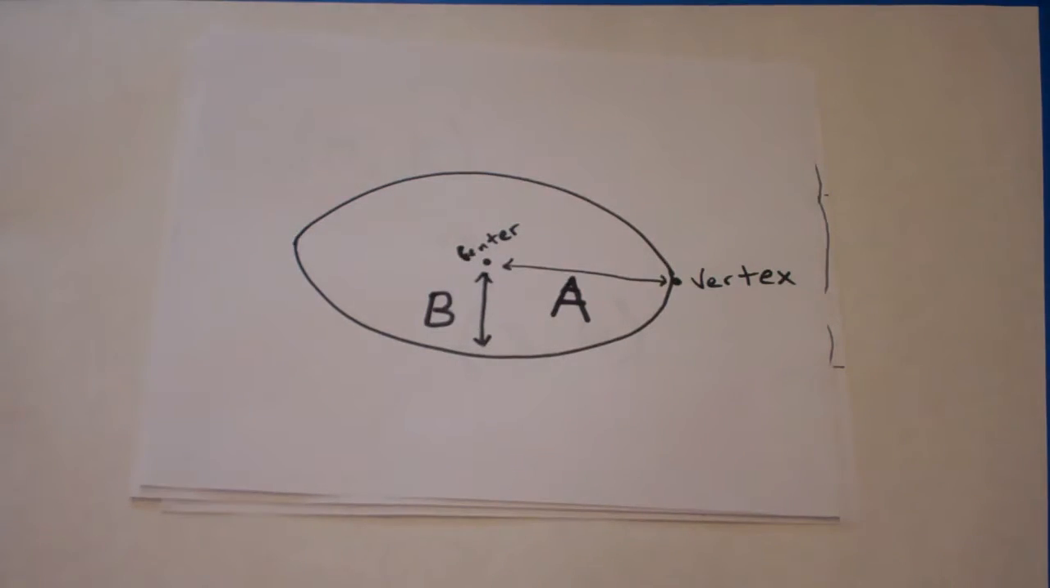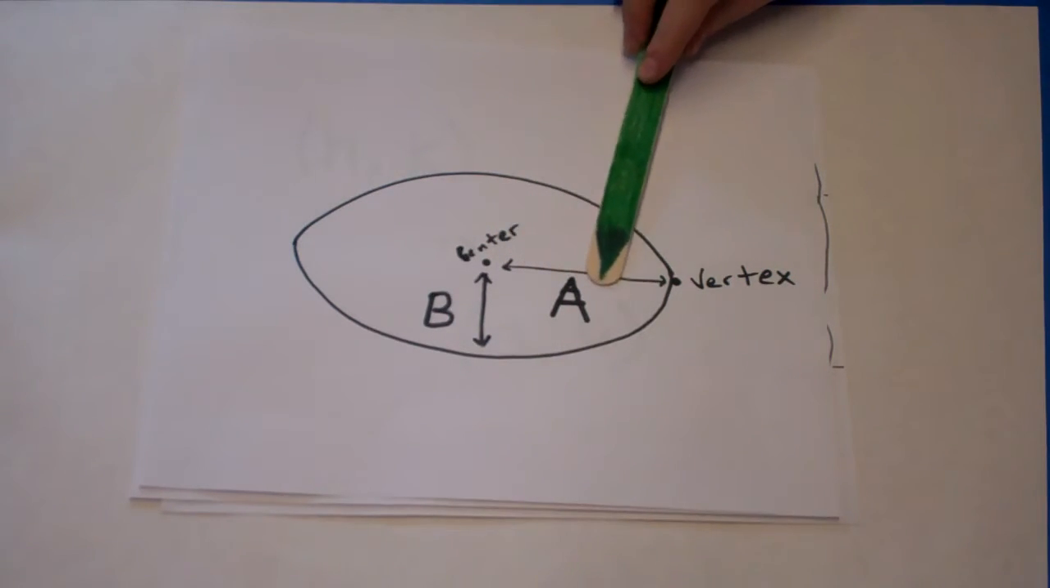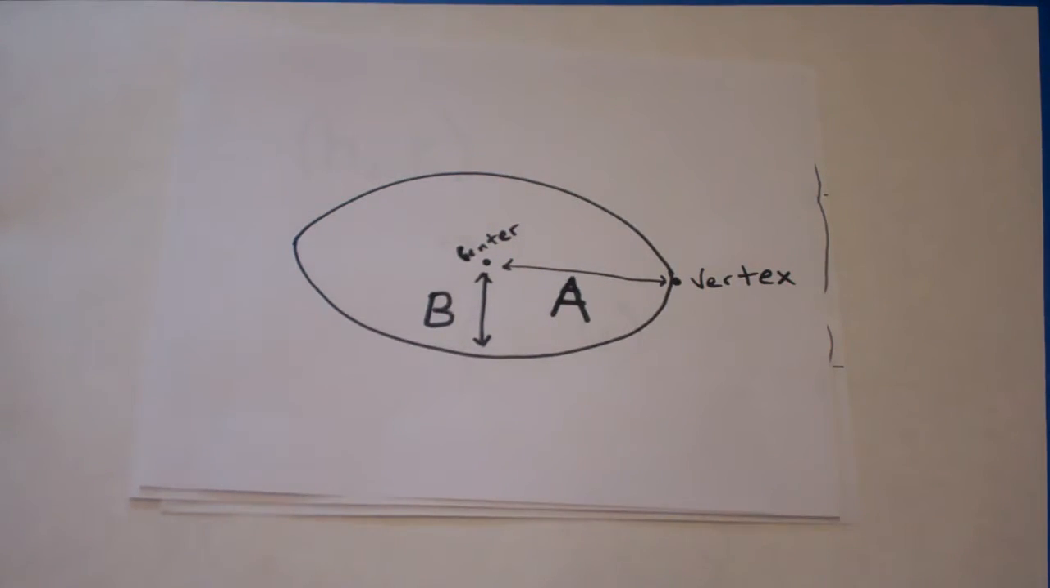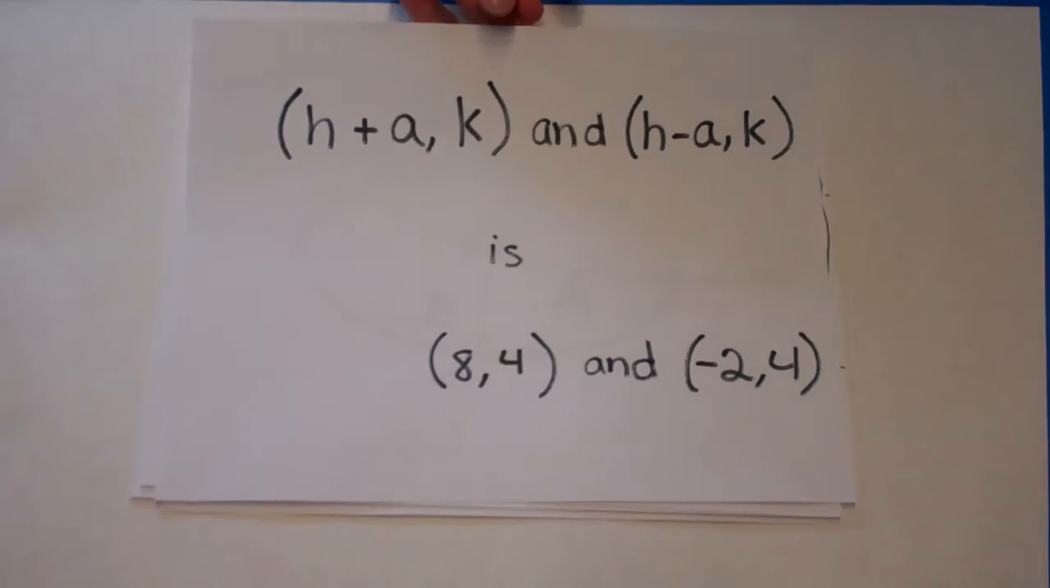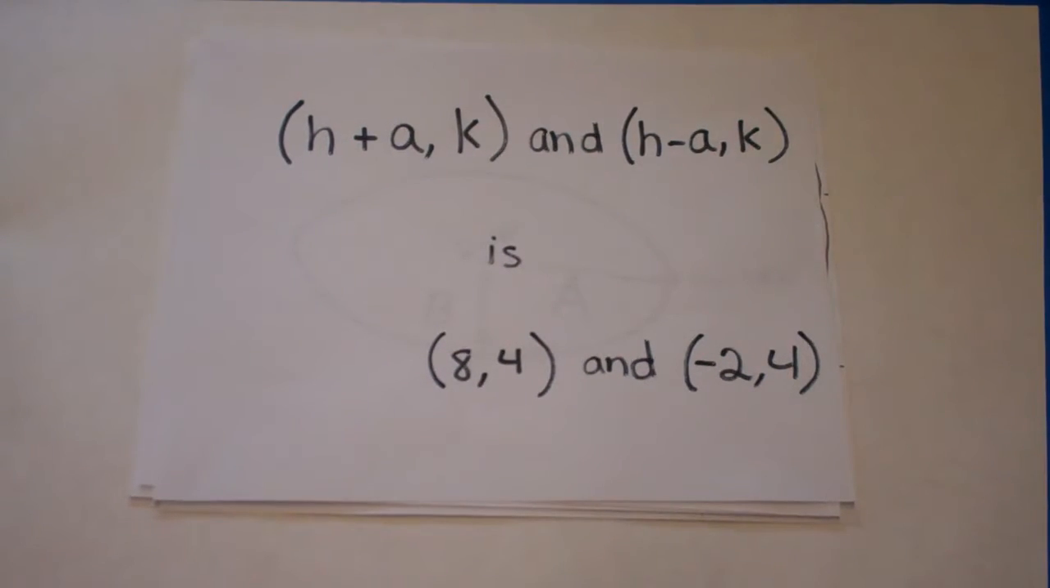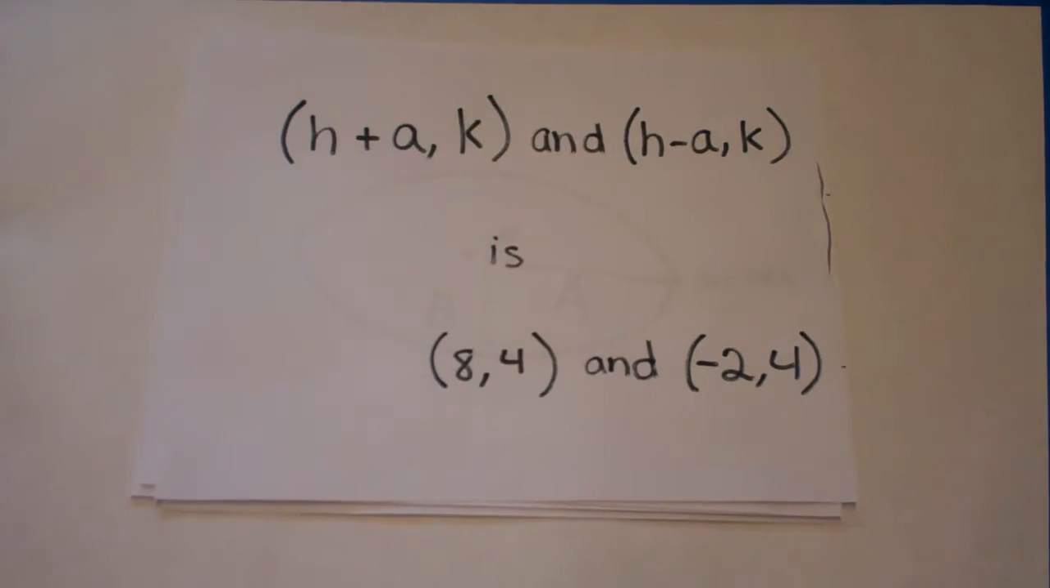The major axis is the longer of the two axes, and the minor axis is the shorter. Since the value of a in our equation is larger than the value of b, the major axis is horizontal. The vertices are located at the ends of the major axis, and in order to find them, the value of a is both added and subtracted to the value of h. The coordinate points are then located at (h plus a, k) and (h minus a, k). Therefore, the vertices found by our equation are (8, 4) and (negative 2, 4).